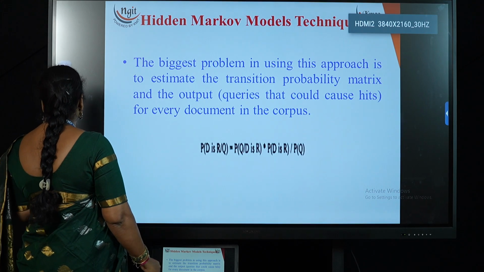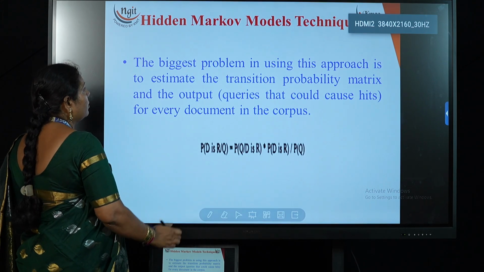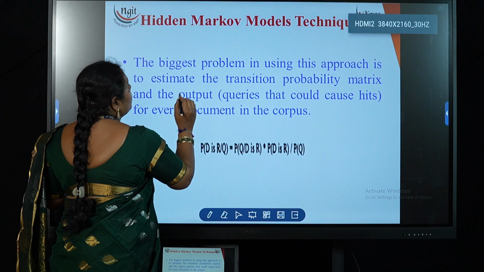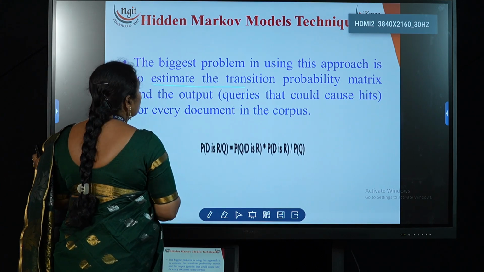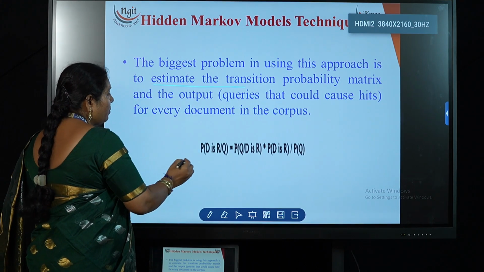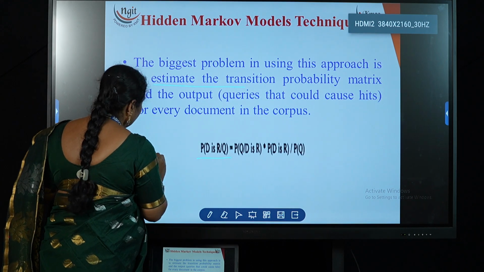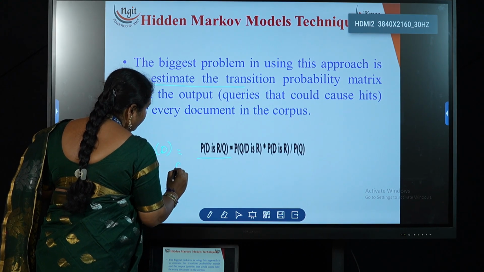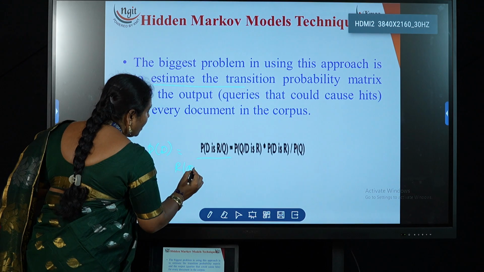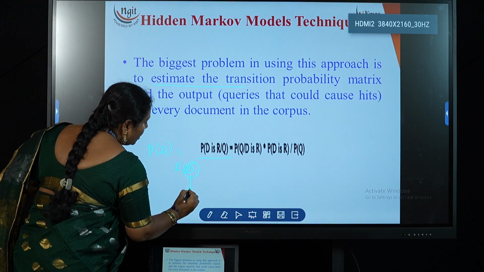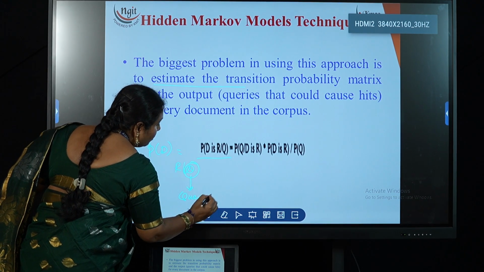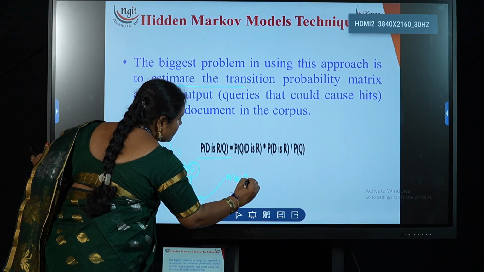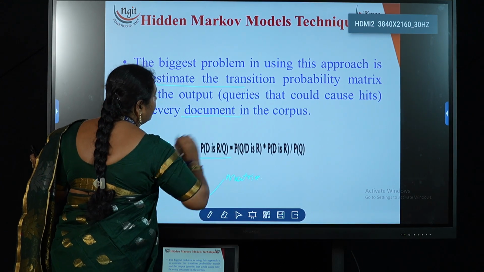So what is the biggest problem when you are working with this approach? It is to estimate the transition probability matrix, because whenever I am talking P of D equal to R by Q, I have to calculate relevancy for each and every query that I am taking. So when we are mapping this particular matrix, it will be very difficult.